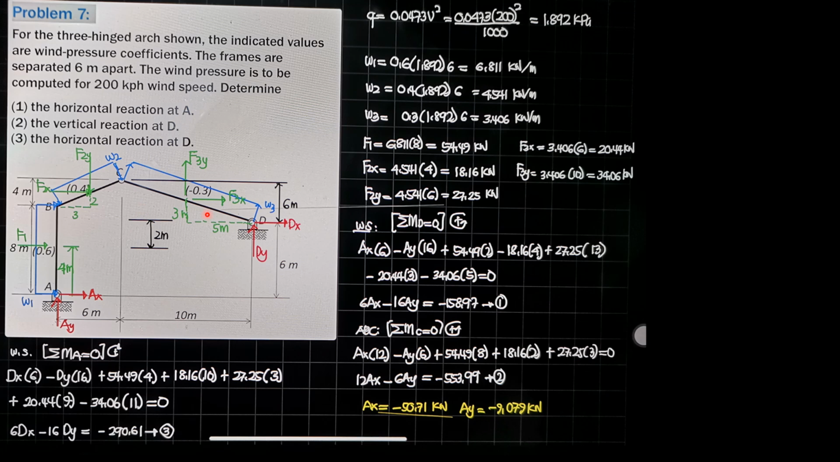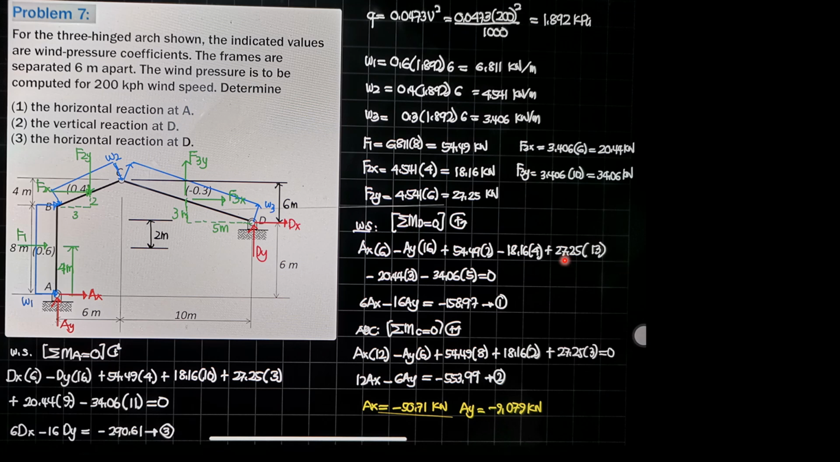Then we consider the whole system. We sum up moments about point D equals 0, and we consider counterclockwise positive. So that's why we have AX times 6 minus AY times 16. Then because this is 4 and this is 6, so this is 2 meters, so it is counterclockwise, plus F1 54.49 times 2. Then F2X is clockwise, so minus F2X 18.16 times 4, where 4 is 6 meters minus 2 meters, because this is 2 meters.